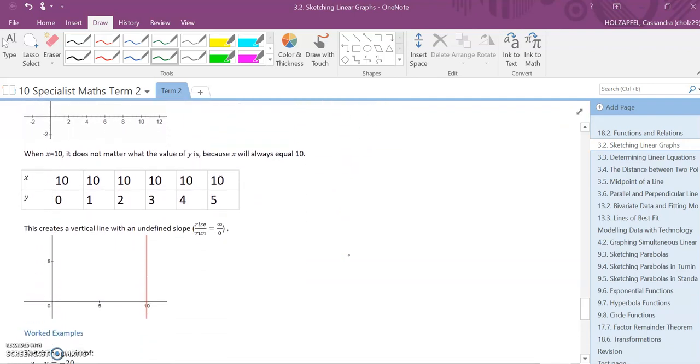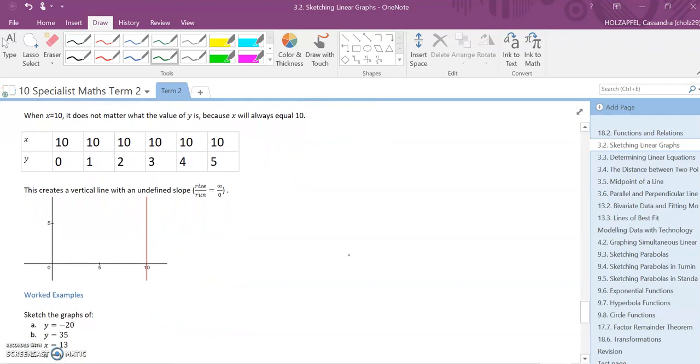Now, this is where it gets a little bit weird. So we've always had y is equal to something. Now we're saying x is equal to something. So in this case, x is equal to 10. And again, it doesn't actually matter what y is, because x is always going to be equal to 10. So if y was equal to 0, x is 10. If y was 1, x is 10. If y is 2, x is 10. So we can plot these points.